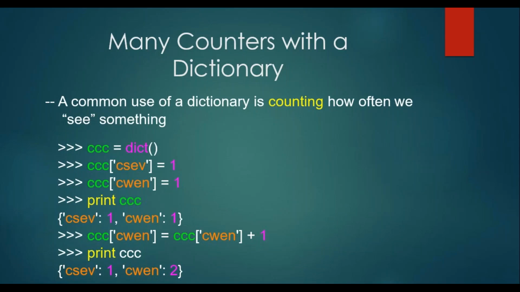Only two values. Then counts of CWEN is equal to counts of CWEN plus 1. So whatever the given data is, add 1 to it. Then print counts. The previous data for CWEN is 1, 1 plus 1 is 2. So it directly represents CSEV colon 1, CWEN colon 2.